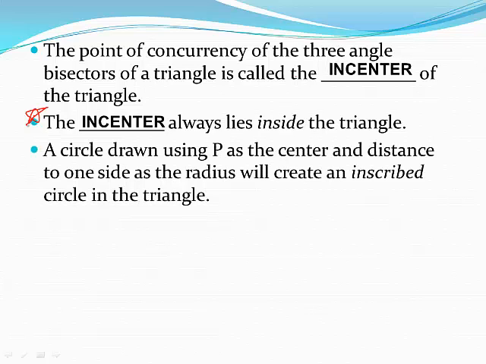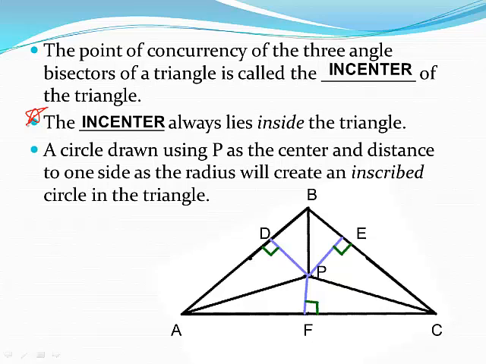So, a circle drawn using P as the center and distance to one side as the radius will be called the inscribed circle, because it is touching all 3 sides of the triangle. So again, if I were to use the distances like a radius of a circle and draw a circle within this triangle, it would touch all 3 sides of the triangle, and we call that the inscribed circle. And we find that by finding all the angle bisectors of the triangle.